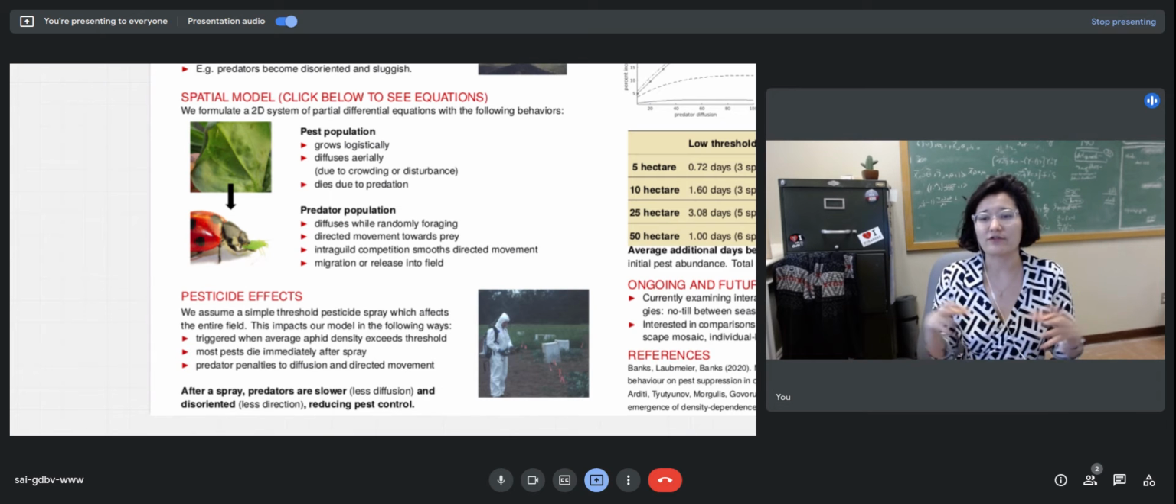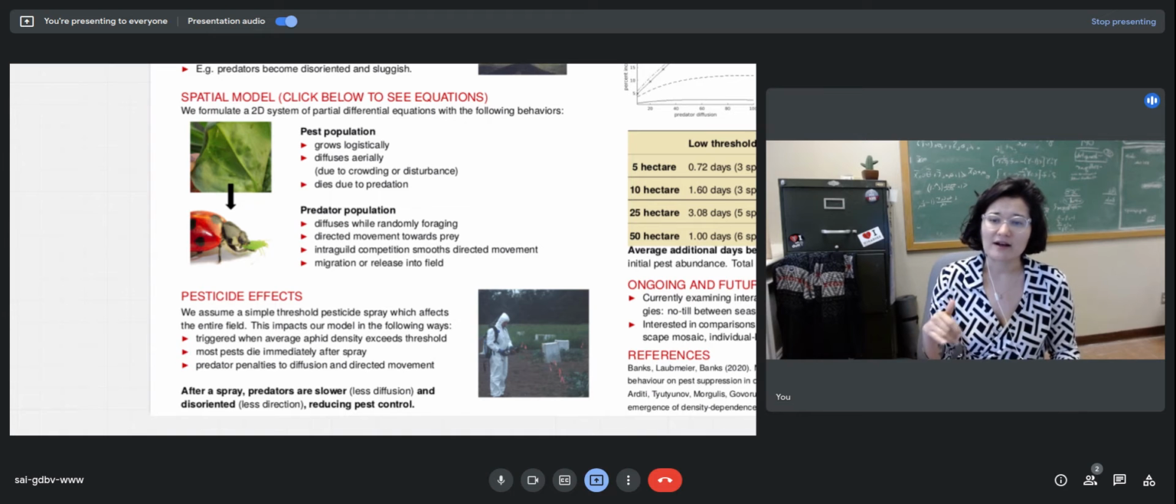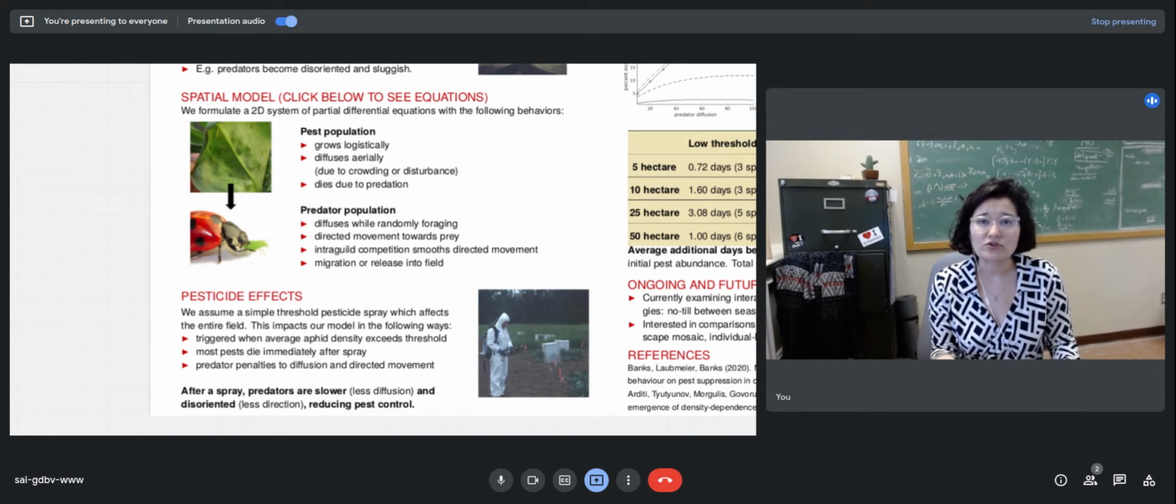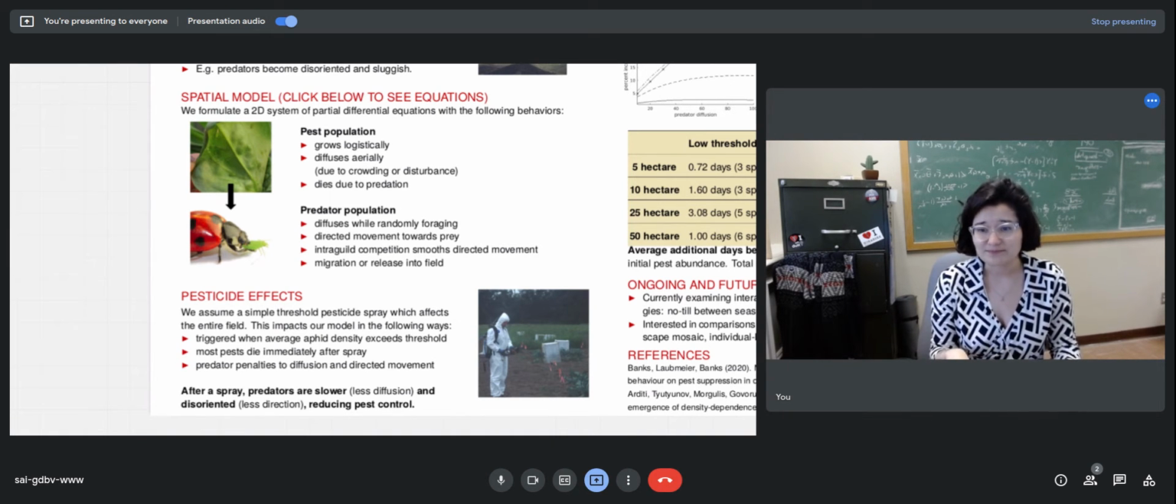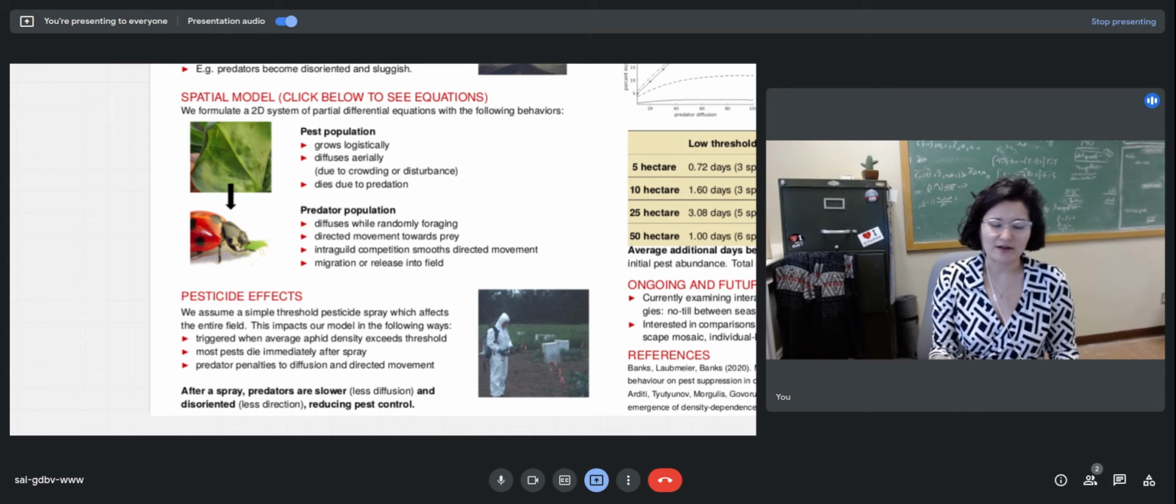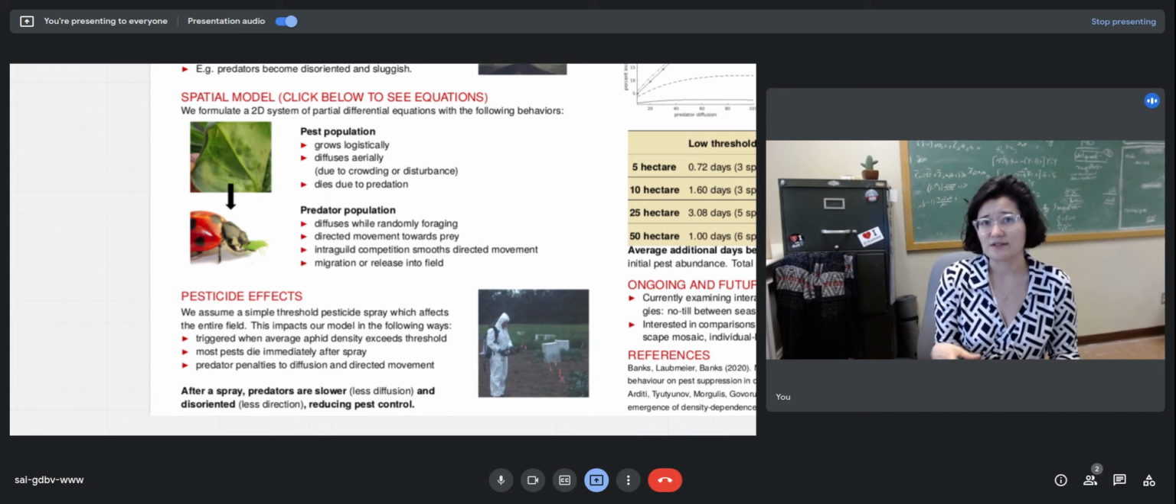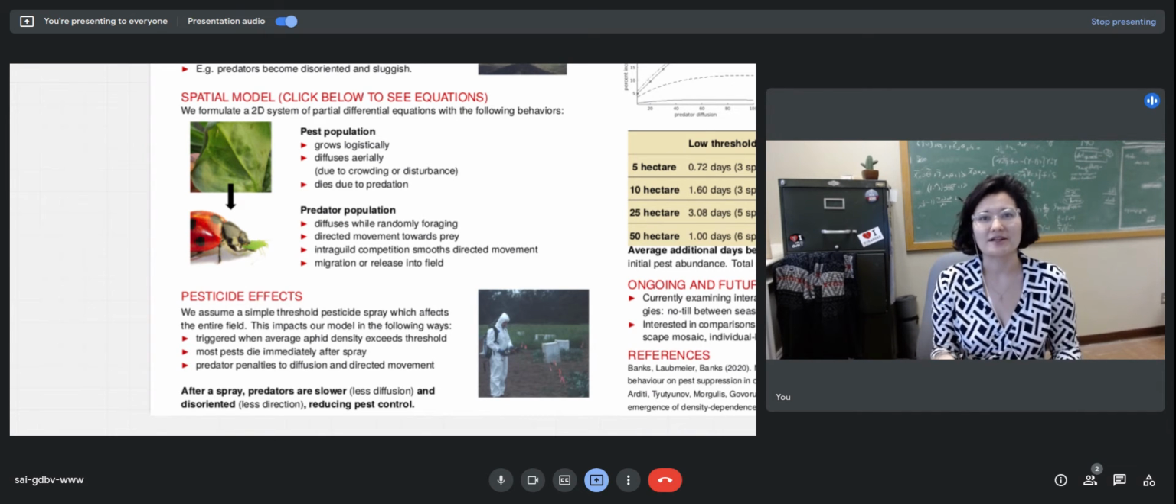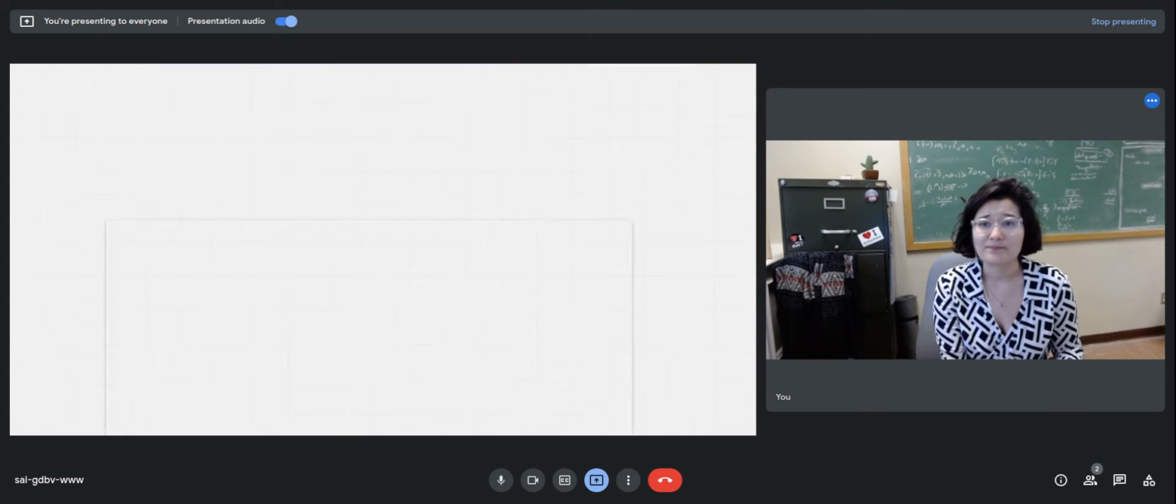I'll assume that there's some sort of threshold aphid density at which a pesticide is necessary. And then when that happens, the entire field is hit by the pesticide. 90% of aphids die immediately, and then predators suffer penalties to their diffusion and directed movement parameters. The purpose of this is that predators will become slower, they diffuse less, and become more disoriented. They have less direction after the pesticide spray.